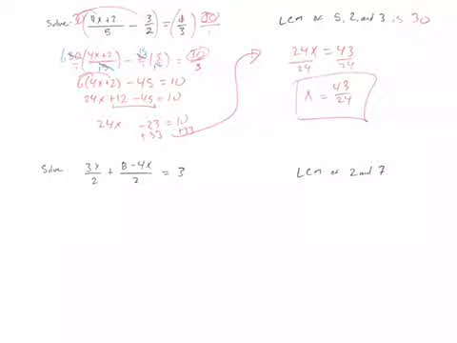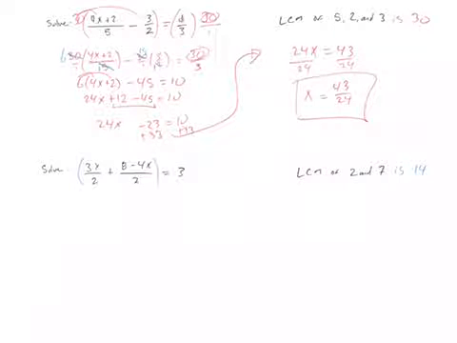Let's try one more just for good measure. Since we just have 2 fractions here, the denominators of 2 and 7, we have to look for the least common multiple of those. Since those are both prime, we're going to just multiply them. So the least common multiple is 14.